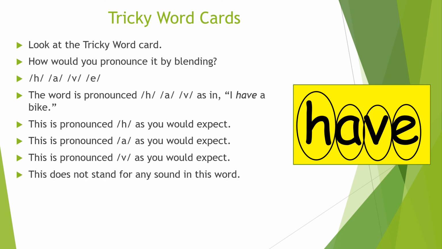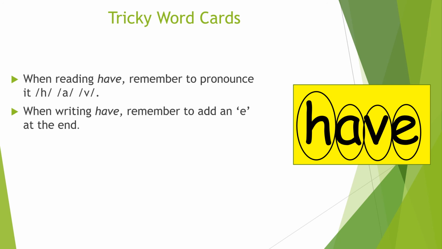This is the letter E. This does not stand for any sound in this word. The E in the word have is silent. This is the word have. When reading have, remember to pronounce it hav. When writing have, remember to add an E at the end. Remember the E doesn't play by the rules and it is silent in the word have. Say have.